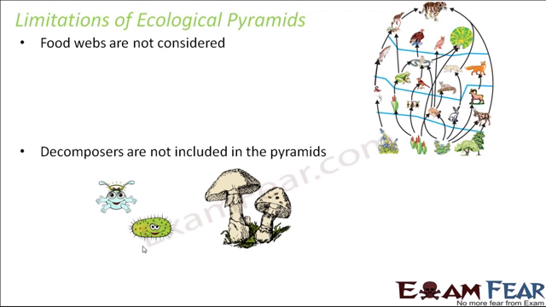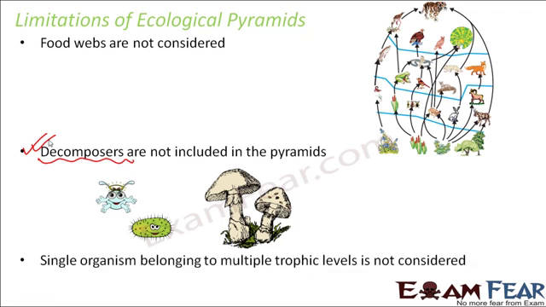Second, decomposers are nowhere included in the pyramid. The pyramids only talk about the grazing food chain. They don't talk about the decomposers at all. But we already saw that decomposers form a very important part of our ecosystem. So we just can't ignore them, but the ecological pyramids have ignored them. And these are some of the major limitations of ecological pyramids. Single organism belonging to multiple trophic levels is not considered, like what I told you in the previous slide. For example, one bird can occupy second trophic level. It can also occupy third trophic level in the same ecosystem. But that is not incorporated in ecological pyramid. As per ecological pyramid, it can only explain the concept of a simple food chain. That's all it can do. So these are some of the important limitations.